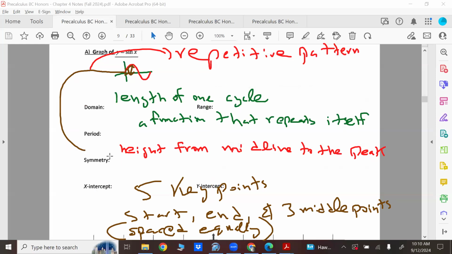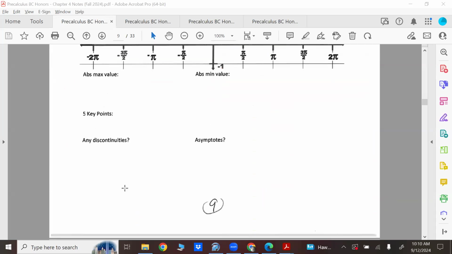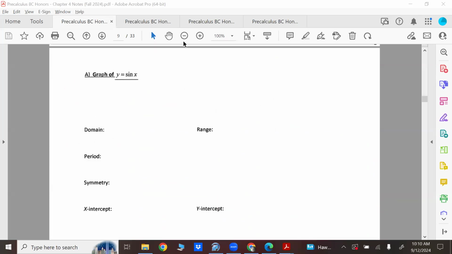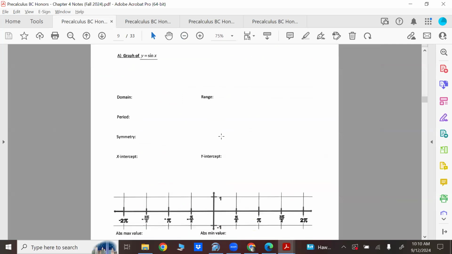Graph of sine x. Keep it really simple. Let me zoom out a tad. Here we go. Perfect. This is exactly how I want it. So it looks like this. I'll do 2 cycles.